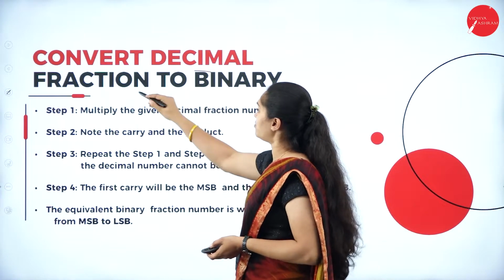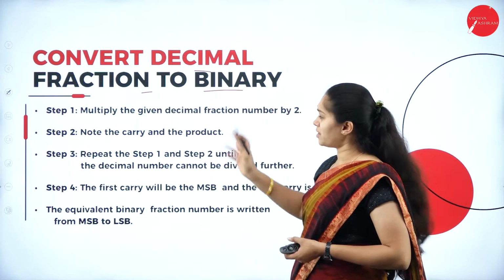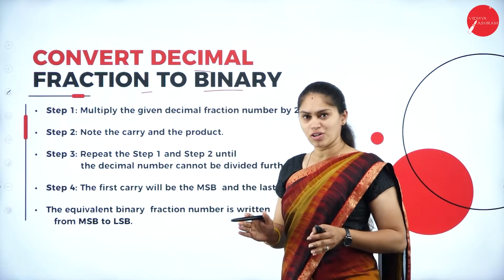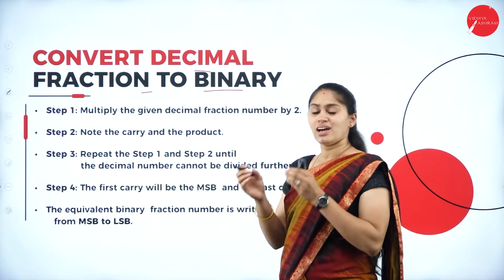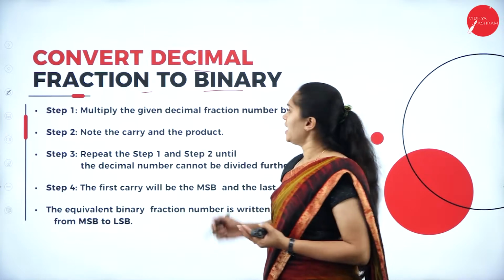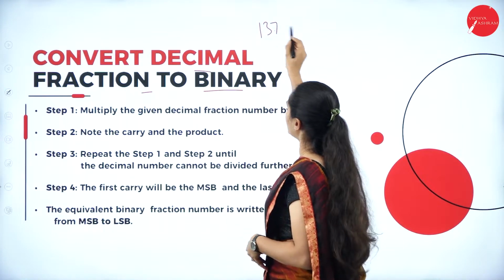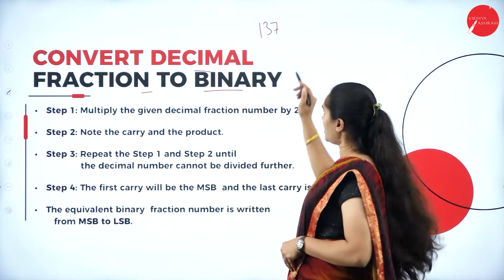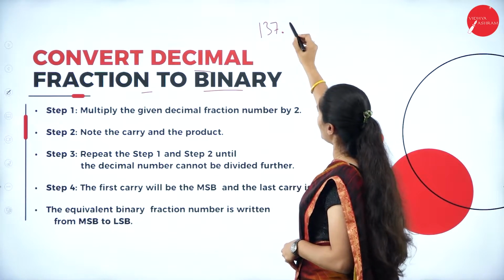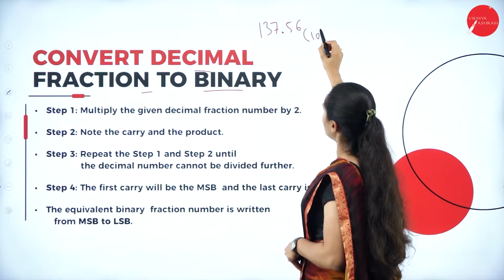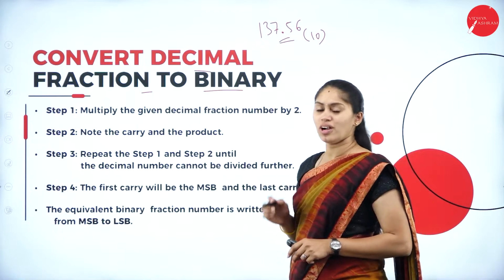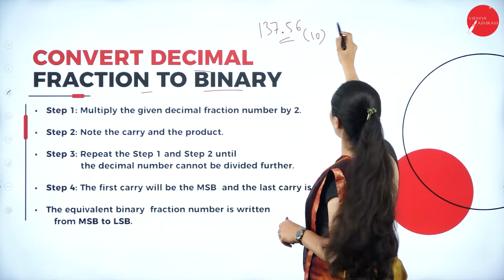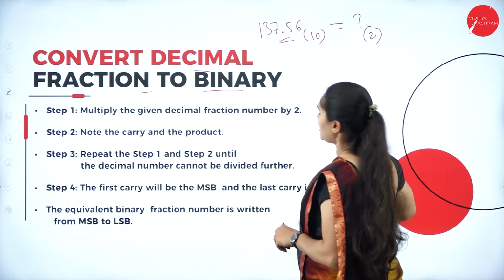Conversion of decimal fraction to binary. We got to know decimal to binary. Now here I have a fraction number. If I am writing 137, that is a whole number. If it is containing 137.56 base 10, then I can call this kind of number a decimal fraction. I need to convert this into the binary number system.